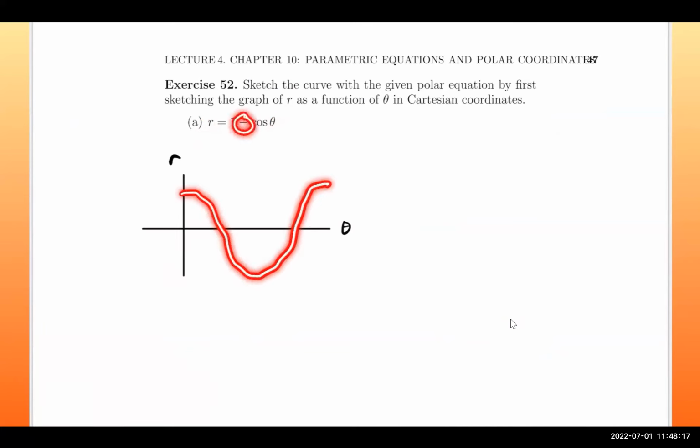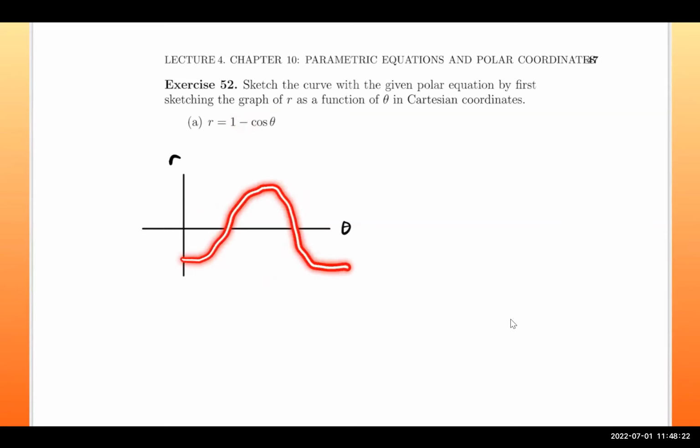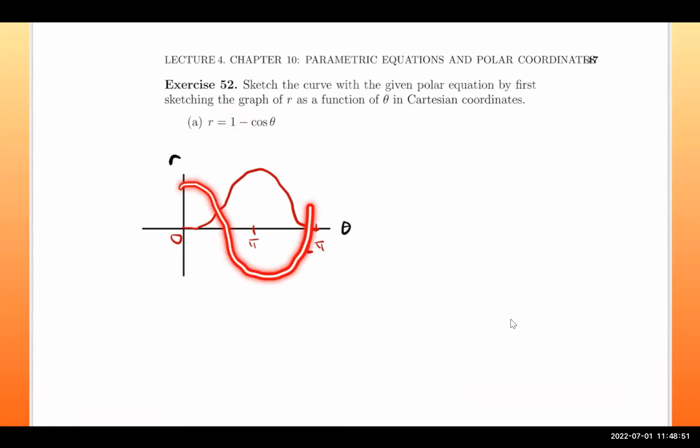Cosine looks like this. That would be one period of cosine. But since it's a negative cosine, that means it's going to go in the opposite direction, like that. And then this is a vertical translation, so it's going to raise everything 1 unit up. So your final graph will look like this. That's 0, that's pi, and that's 2 pi. That's one complete revolution.